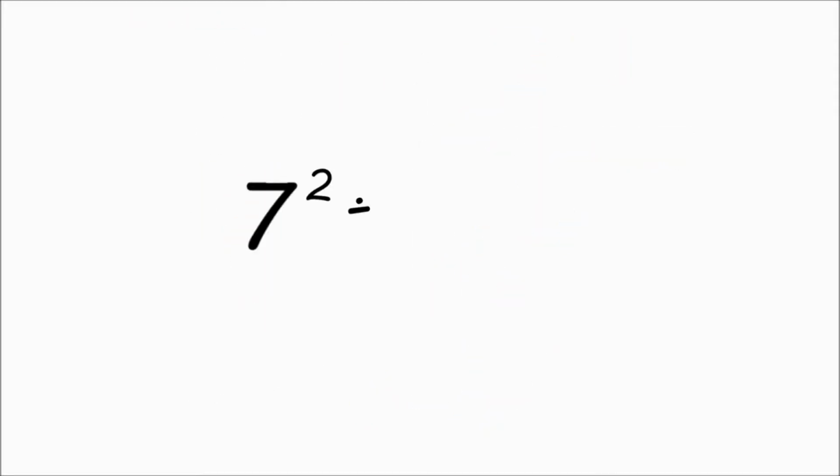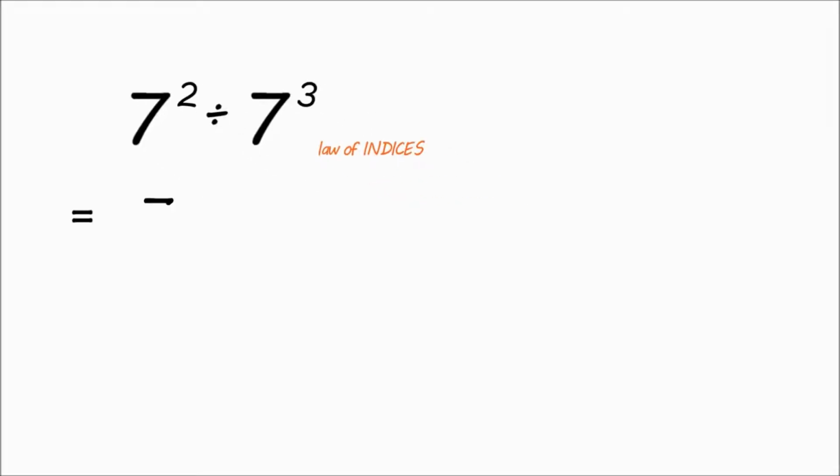Next, let's look at another example. 7 squared divided by 7 cubed. Based on the law of indices, it is equal to 7 to the power of 2 minus 3, which can be simplified to 7 to the power of negative 1.